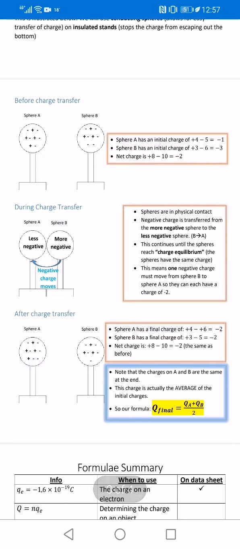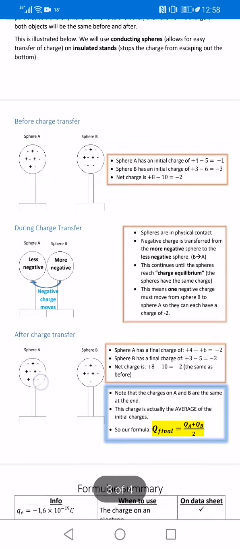Then we're going to bring these spheres into contact with each other, and what's going to happen is we're going to have electrons or negative charge transferring. The direction that it transfers is from your more negative object to your less negative object. Now this can get a little bit tricky because what if both of your objects were positive?